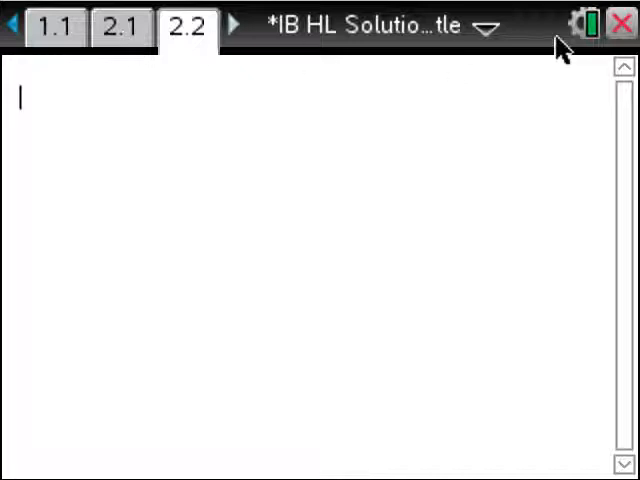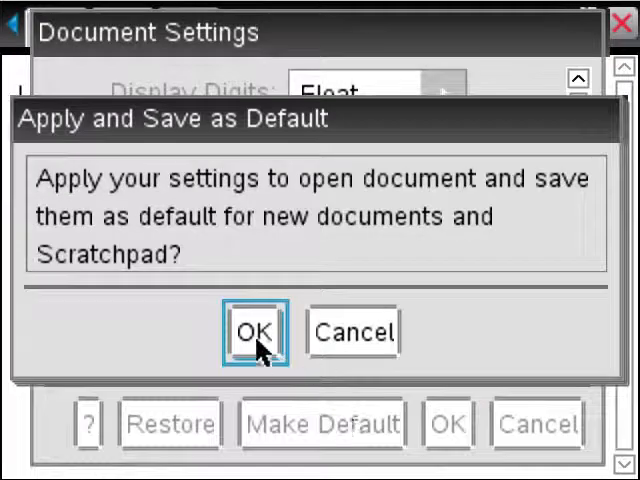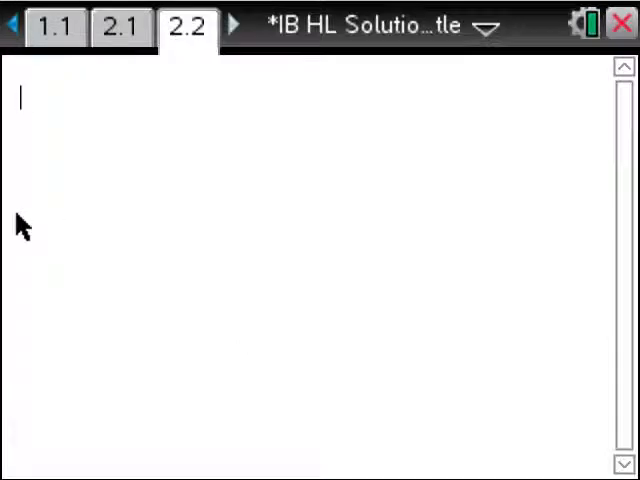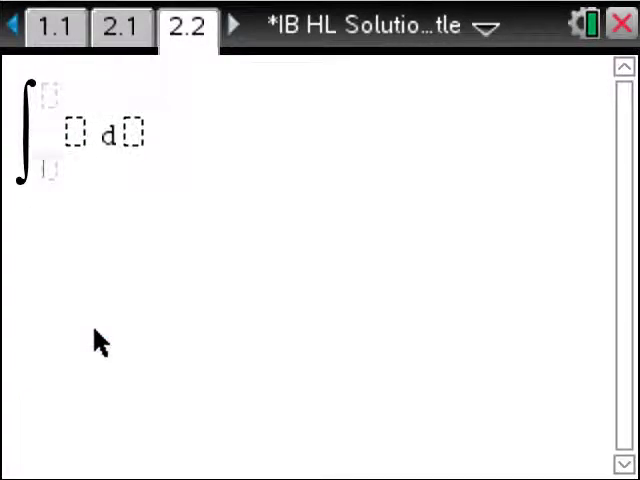add a calculator, make sure we're in radian mode, which we're not here, so we're going to document settings, we're going to change that to radians and make that a default. We can then go ahead and type in the definite integral of our function. So what we want to try and do here is go from 0 to pi by 2.